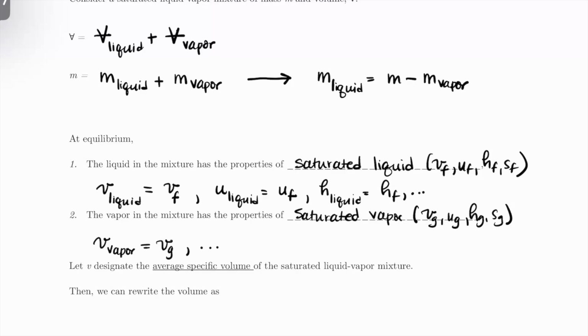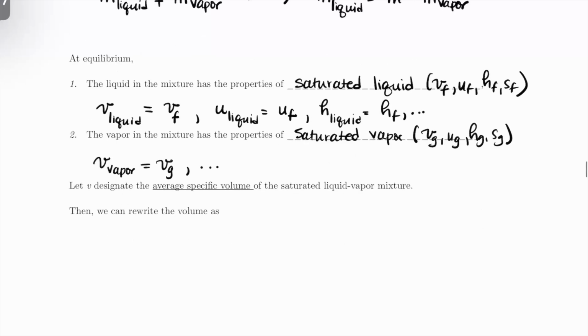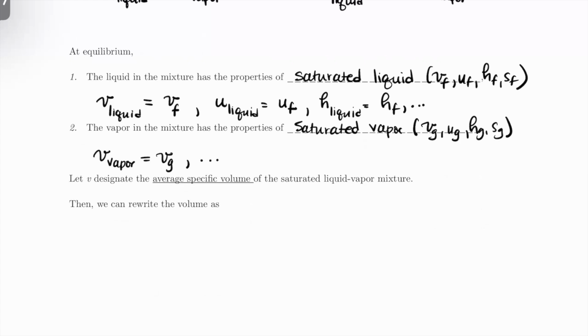All right, so does that make sense to everybody? We can kind of partition our mixture, and the liquid is going to have the properties of the saturated liquid at that temperature and pressure, and the vapor has the properties of a saturated vapor at that temperature and pressure. Okay. We are going to let V be an average specific volume of our mixture. So essentially we're saying that our mixture is going to be well mixed and our specific volume is just an average of what's happening in the whole system.